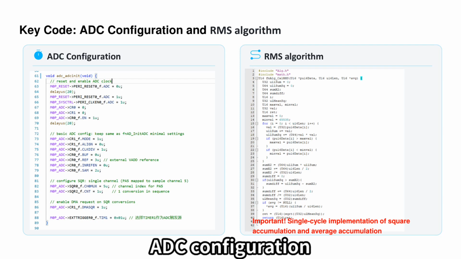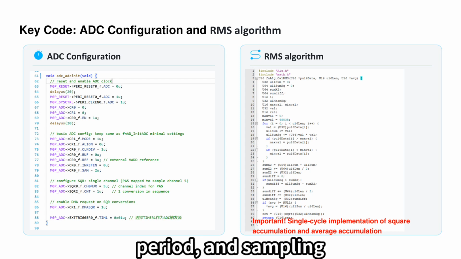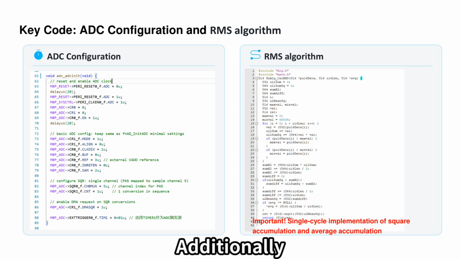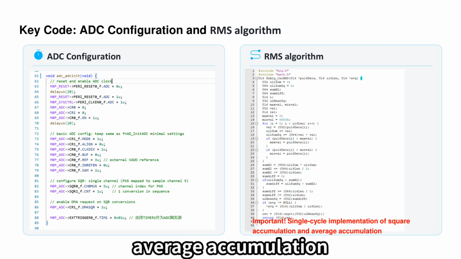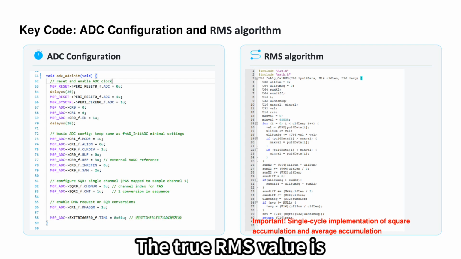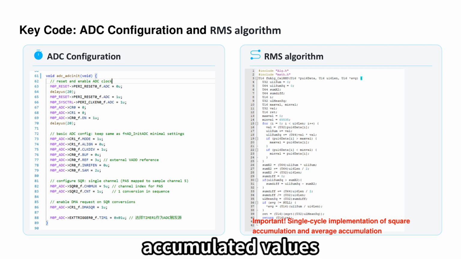Also included are the ADC configuration code, which involves setting the clock division ratio, sample and hold period, and sampling channels to enable high-speed, high-precision ADC sampling. Additionally, there is the true RMS algorithm, which performs square accumulation and average accumulation in a single cycle. The true RMS value is then obtained by subtracting the two accumulated values and taking the square root of the result. Thanks for watching.